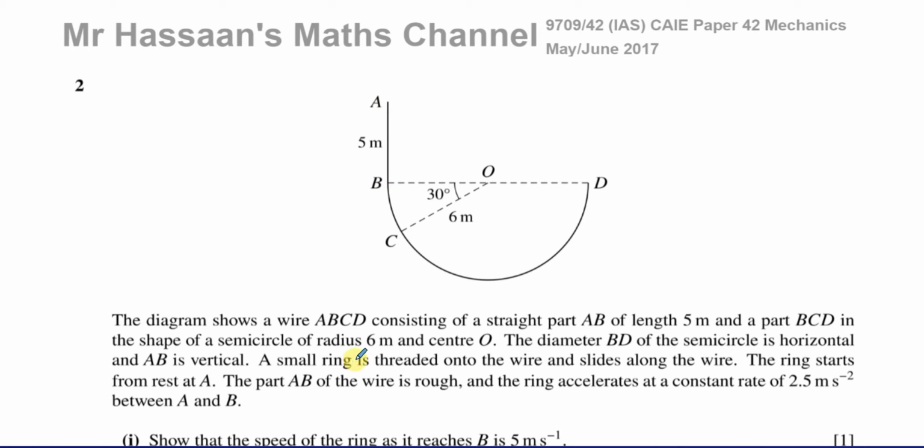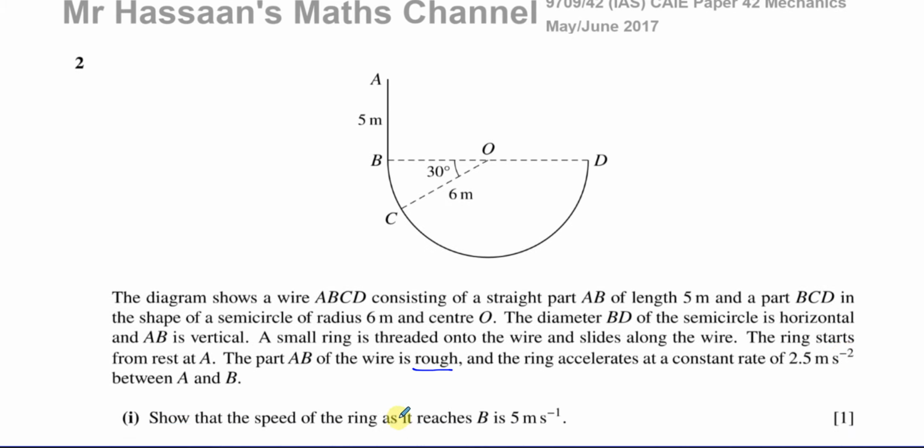A small ring is threaded onto the wire and slides along the wire. The ring starts from rest at A. The part AB of the wire is rough, so it's friction. The ring accelerates at a constant rate of 2.5 meters per second squared between A and B. Show that the speed of the ring as it reaches B is 5 meters per second.